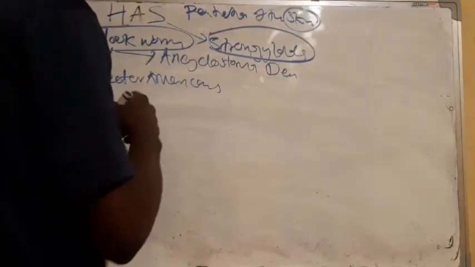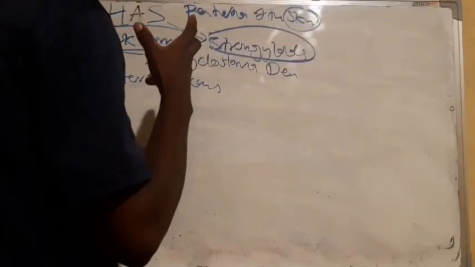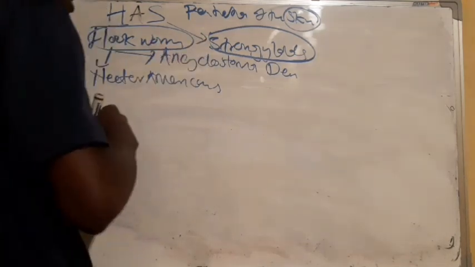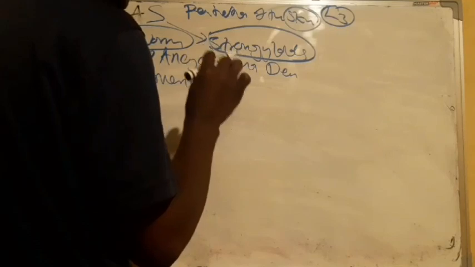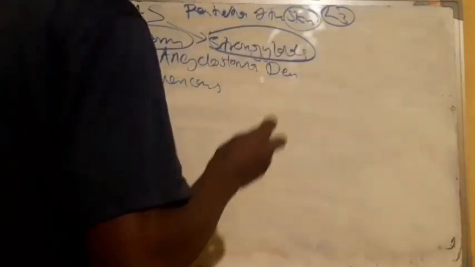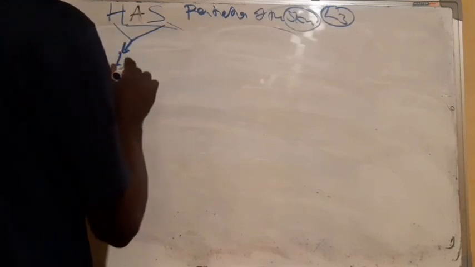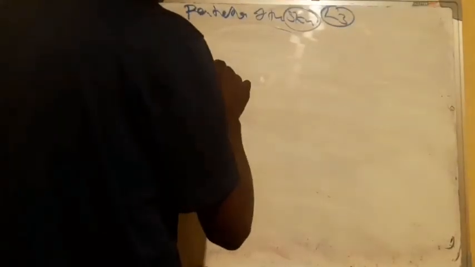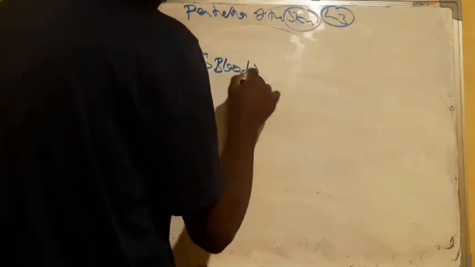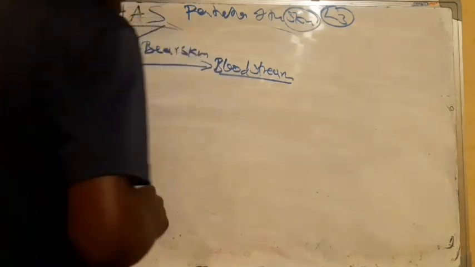So now, what is the larva that penetrates the skin? It is larva 3. So they both involve larva 3. The larva 3 penetrates the skin. Now let us consider the life cycle. Infection starts with, for both, larva 3, which is the filariform, penetrating the bare skin. After penetration, it goes into the bloodstream.